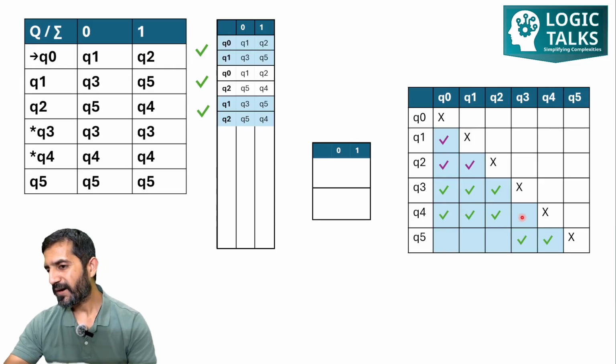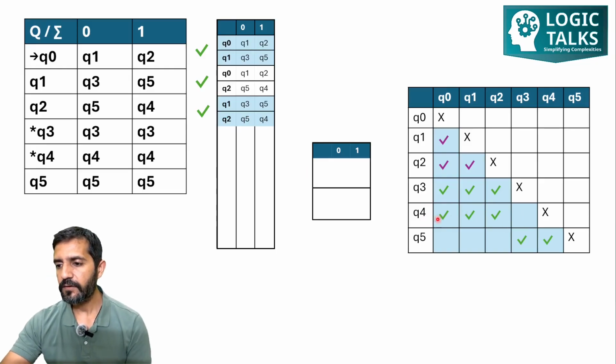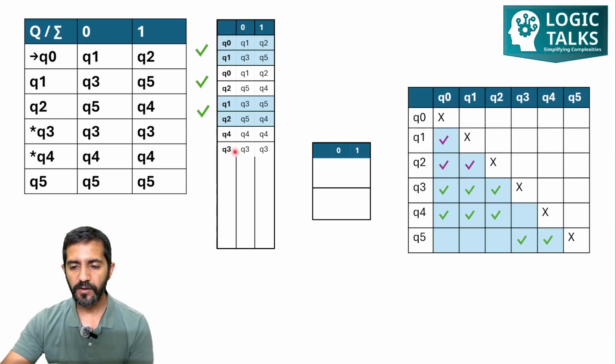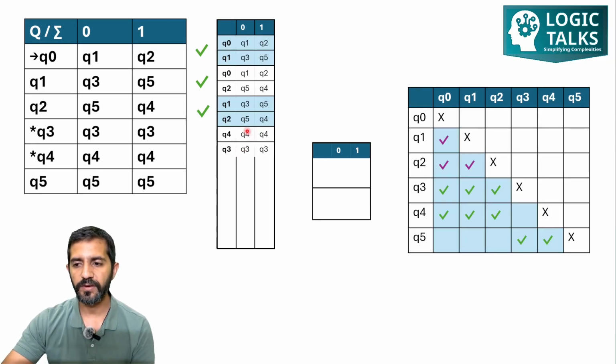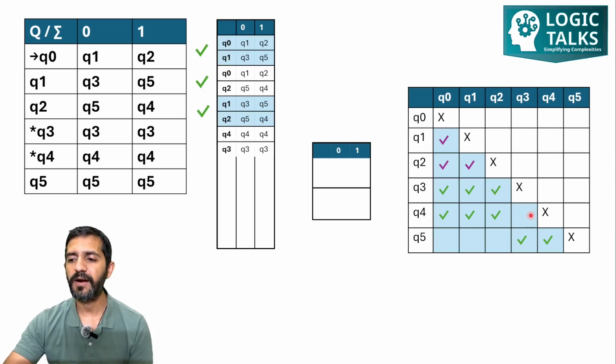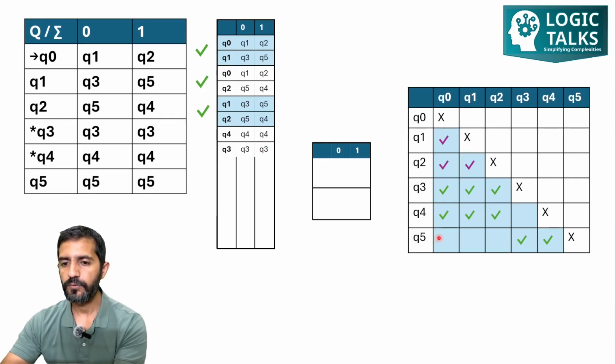So now let us move on to another unmarked cell, that is Q4, Q3. So again, let us see for Q4, Q3. Q4 on getting 0 as input is moving to state Q4. Q4 on getting 1 as input is moving to state Q4. Q3 on 0 input, it is moving to state Q3. Q3 on 1 input is moving to state Q3. So again, now we will be checking Q4, Q3. This one. Again, this is unmarked. So now let us move on to the next unmarked cell.